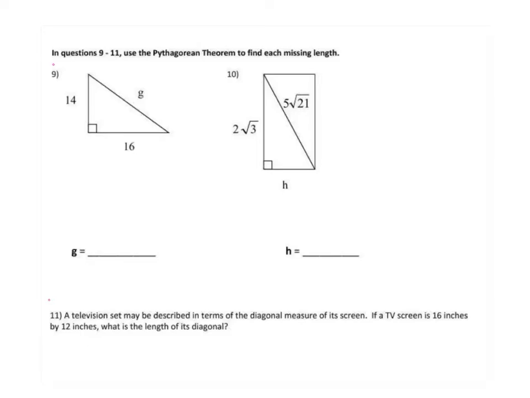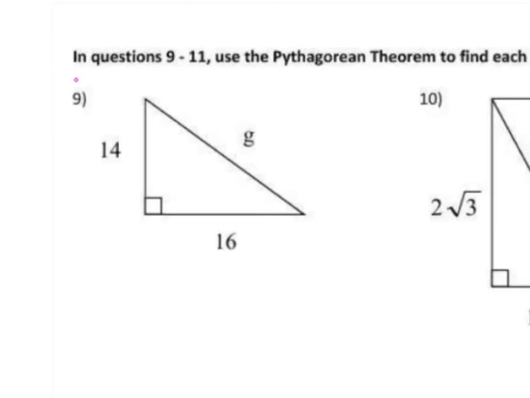All right, so let's go ahead and take a look at number 9 on your review sheet, which is actually the first question. On number 9, you're just going to use the Pythagorean theorem to solve this. So it's the two sides squared, which in this case are going to be 14 squared plus 16 squared equals g squared. So if you add 14 squared plus 16 squared, you get 452 equals g squared. Take the square root of both sides, and you get that g is equal to root 452.